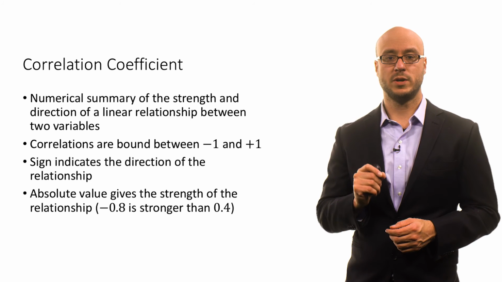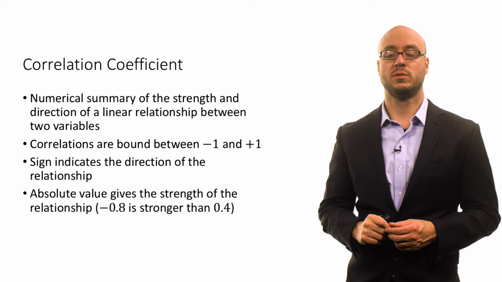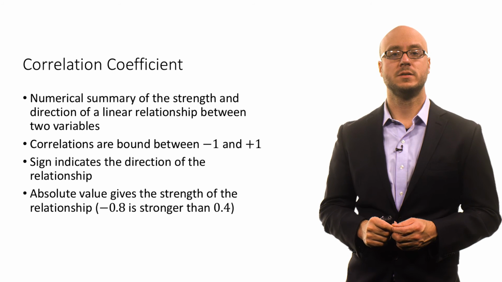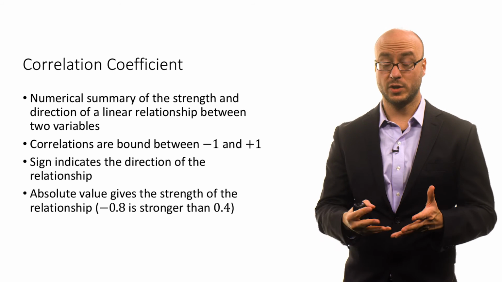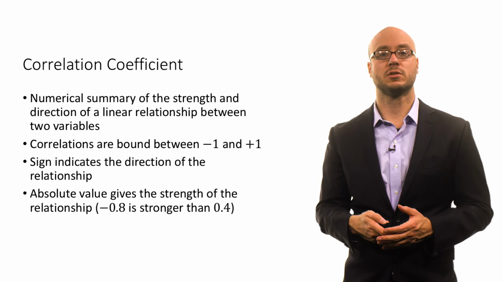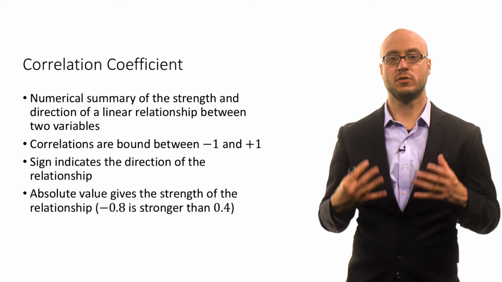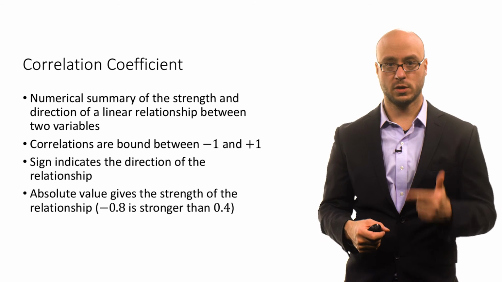So -0.8 is actually stronger than 0.4, it has a greater magnitude, because the absolute value of -0.8 is 0.8, which is larger than 0.4. So we have these measures of association for numerical variables, covariance and correlation. Covariance is a useful building block, but correlation is more commonly used in published research and in scientific articles.